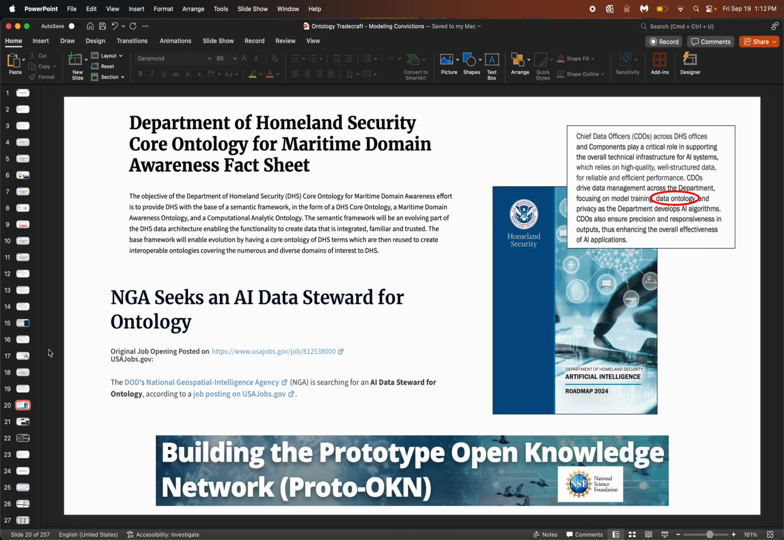We're not the only people talking about this, and by we I mean people in academia. The Department of Homeland Security has been engaged in ontology research.